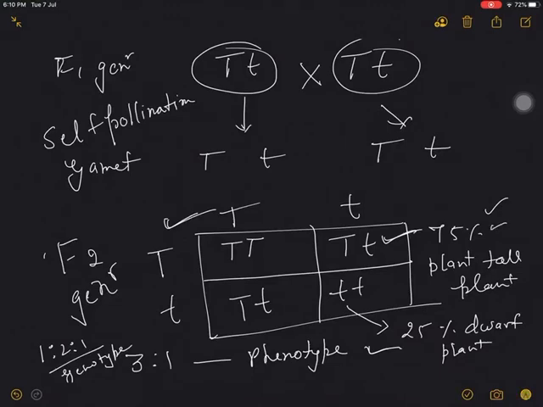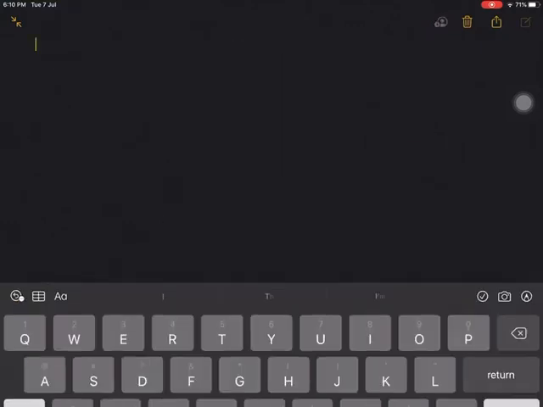And percentage you can write 75% is tall plant, 25% is dwarf plant. But genetic constituent is here again 25%. This is 25, this is 25, that means 50%, and this is again 25%. What does it mean?